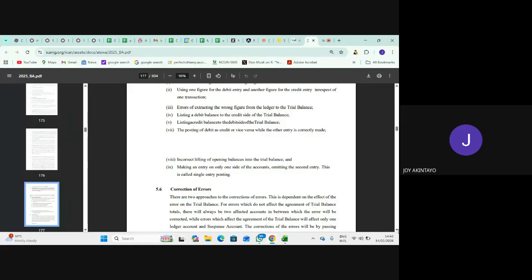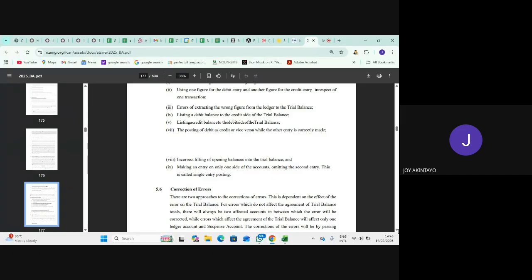Making an entry on only one side of the account, omitting the second entry. That's one side recording, posting. You only post on one side, ignoring the other side of your entry. So at the end of the day, your trial balance will not be accurate.